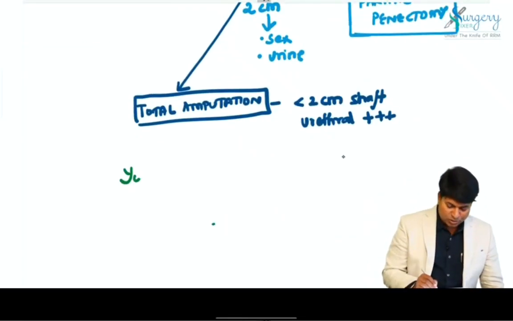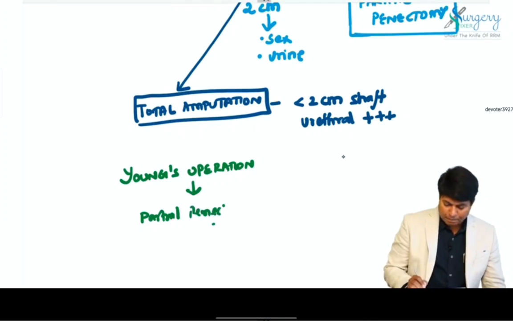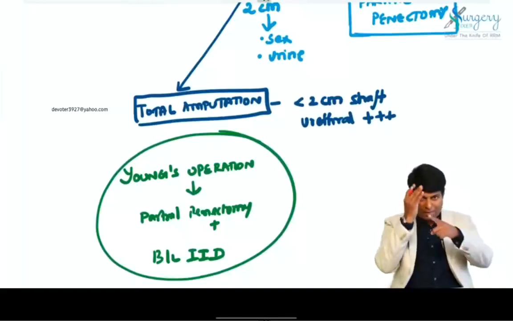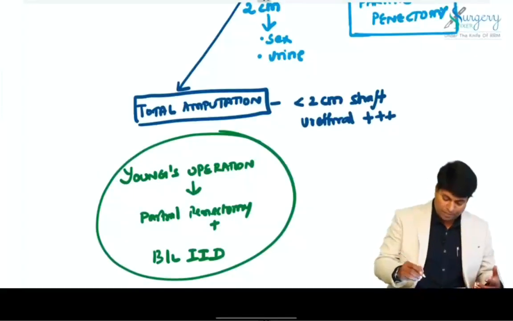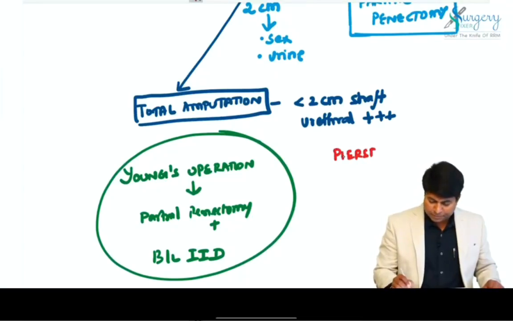Some interesting names in those days: Young's operation. What do you mean by Young's operation for cancer penis? It means partial penectomy plus bilateral ilio-inguinal dissection. So this is Young's operation. Partial penectomy with removal of both side nodes is known as Young's operation. What is Piercy Gold operation? It is not done nowadays.